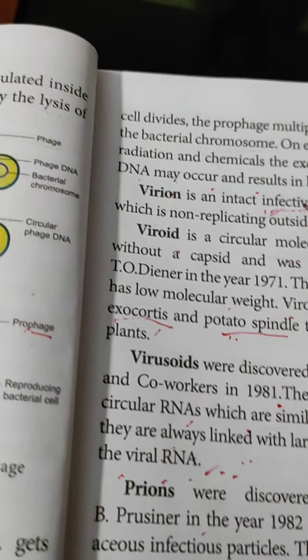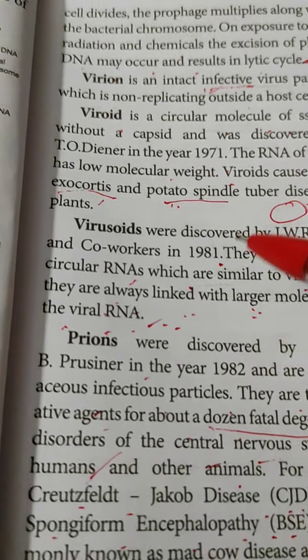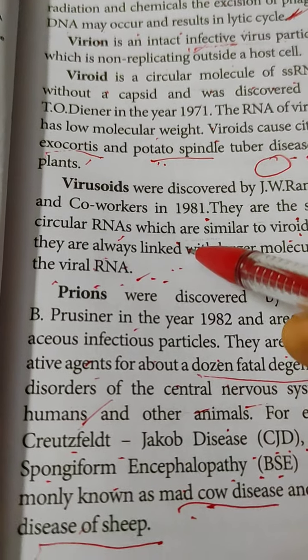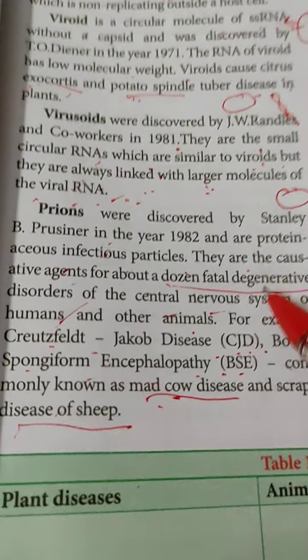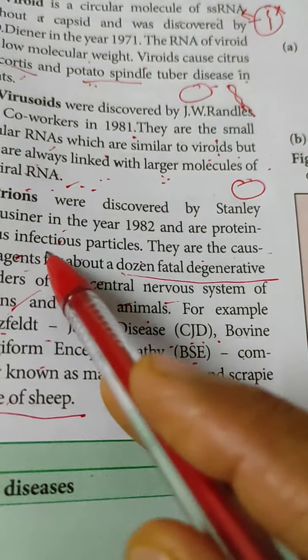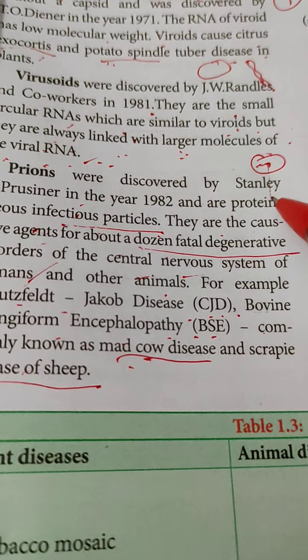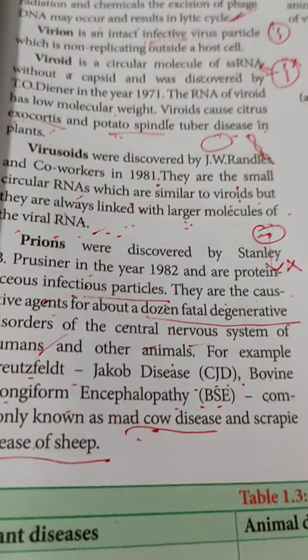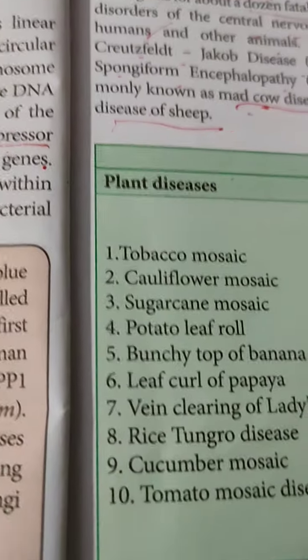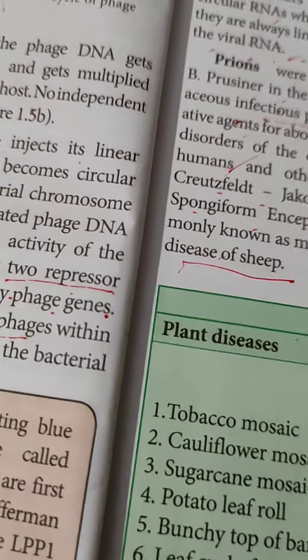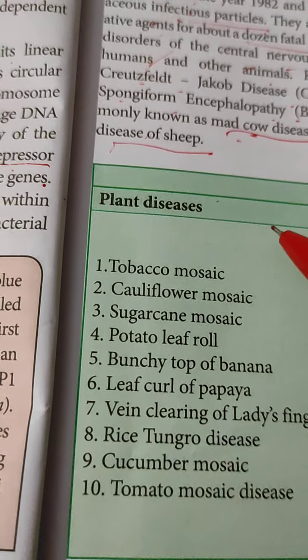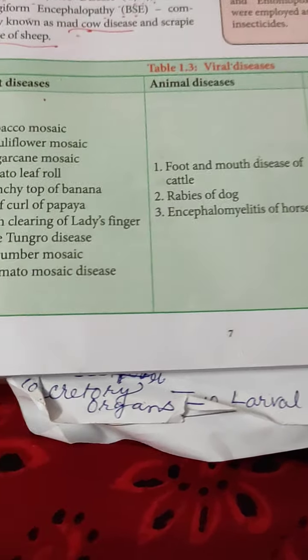So virions, viroids, virusoids, and the prions. They are proteinaceous infectious particles; they don't have nucleic acid. Nucleic acid is not there. Now a few diseases have been given as examples: plant disease, animal disease, and human disease.